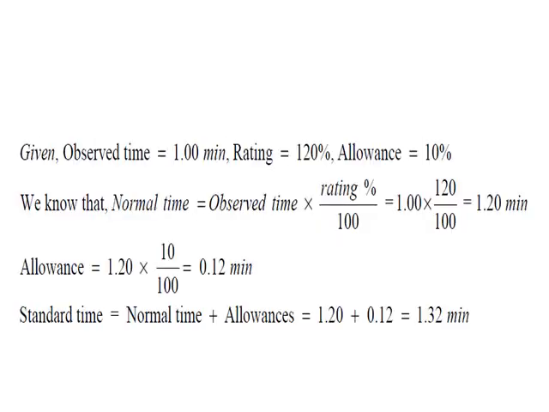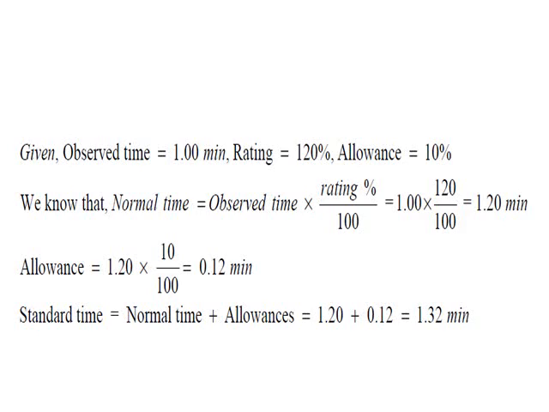You can do it, right? So observed time equals 1 minute, rating factor equals 120% and allowance equals 10%. We know that normal time equals observed time into rating factor. What is observed time? 1. And what is rating factor? 120%, that is 120 divided by 100. So 1 into 120 divided by 100, that is 1.20 minutes. Normal time equals 1.20 minutes.